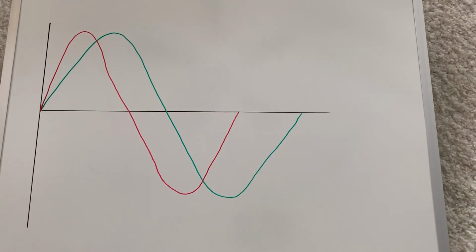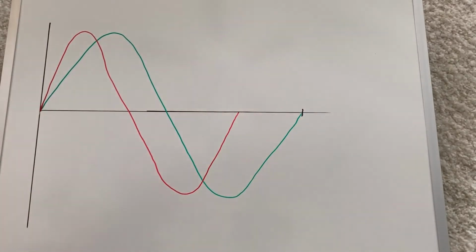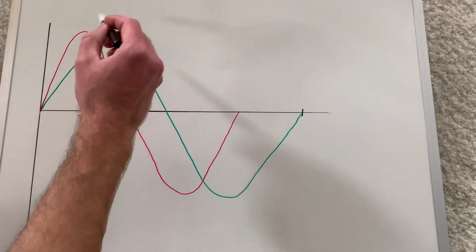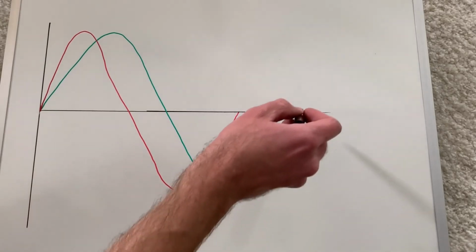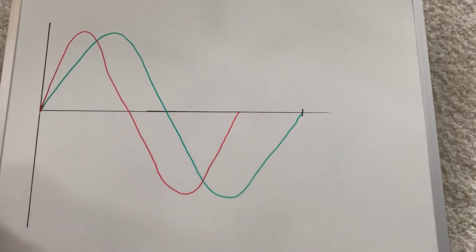Now the other important part of this is frequency. And frequency is the number of waves that can pass in a given amount of time. Usually we measure this as the number of waves that can pass in 1 second, which is called a hertz. So let's say, for example, that from here to here is 1 second. And this green wave has a 1 hertz frequency. So one wave can pass in 1 second.